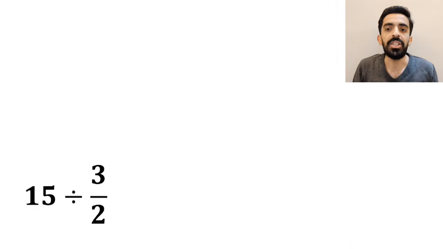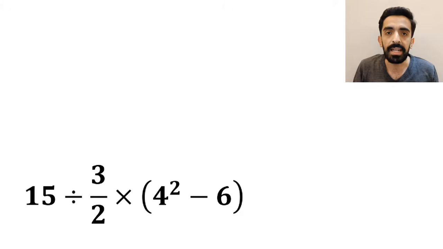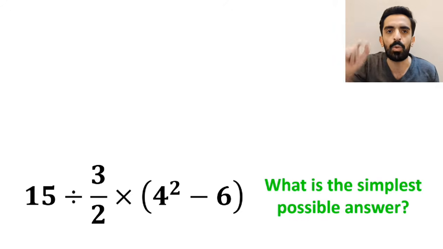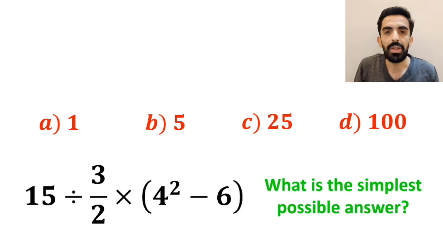If we have the expression 15 divided by 3 over 2 multiplied by (4 squared minus 6), then what is the simplest possible answer to this question? Which option do you think is the correct answer to this question?